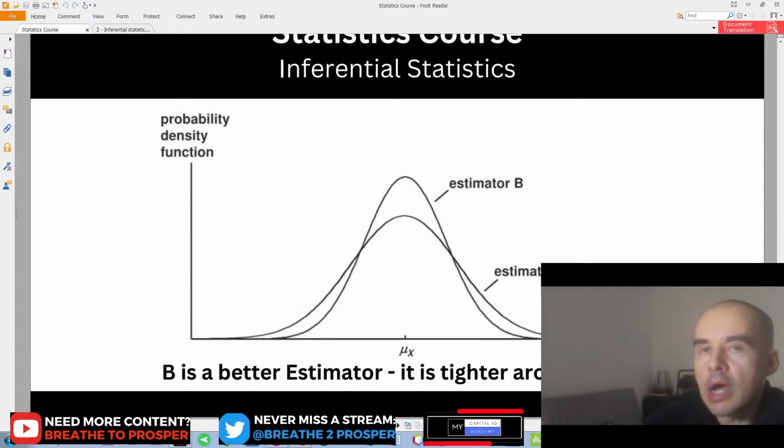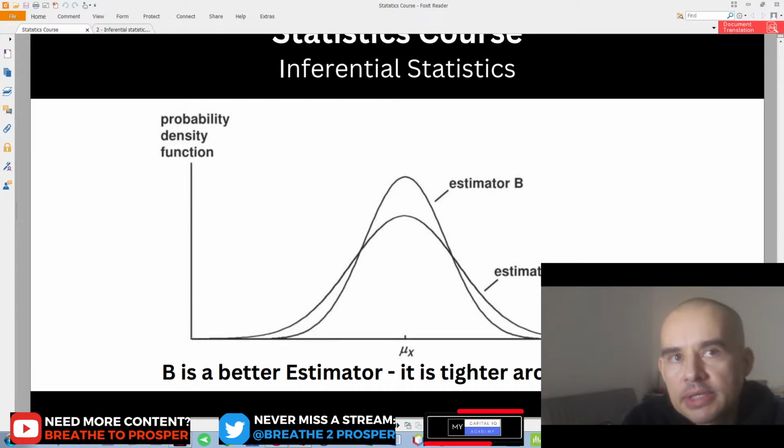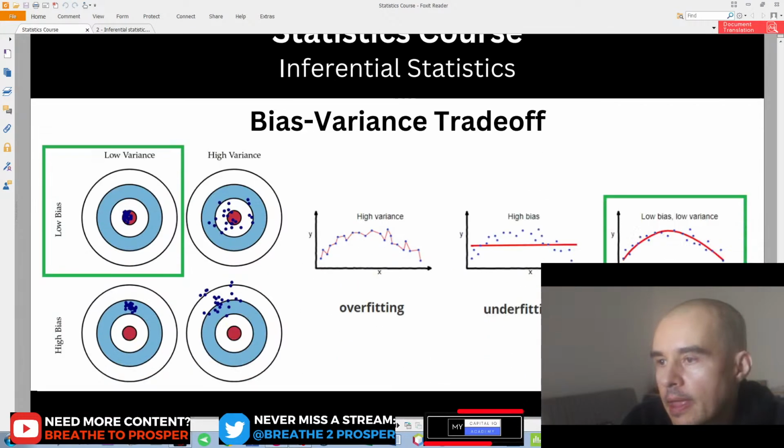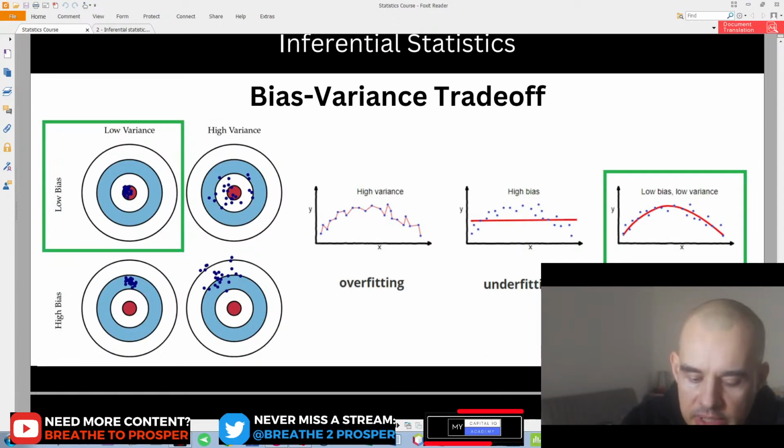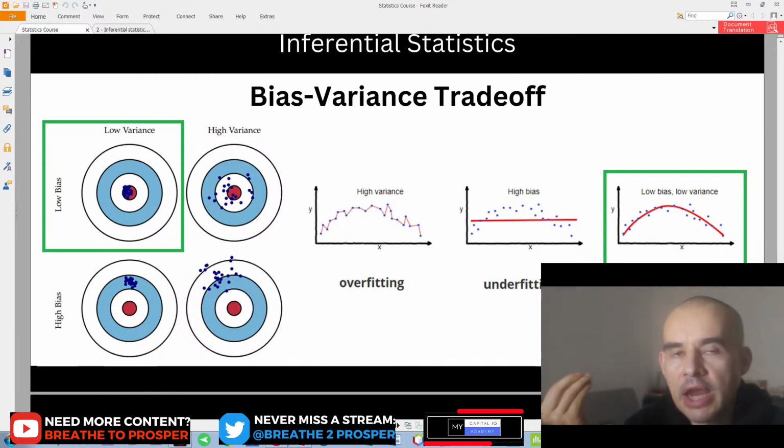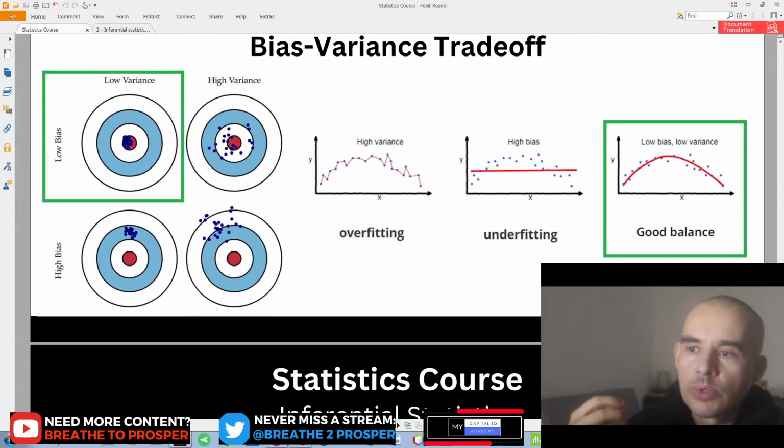So now the question is, how do we compare estimators? So what's the difference? We usually in statistics talk about the bias-variance trade-off, and this is a key important concept in statistics, and understandably, because we want to be as accurate as possible, but we do not want to be biased. So what does this mean?